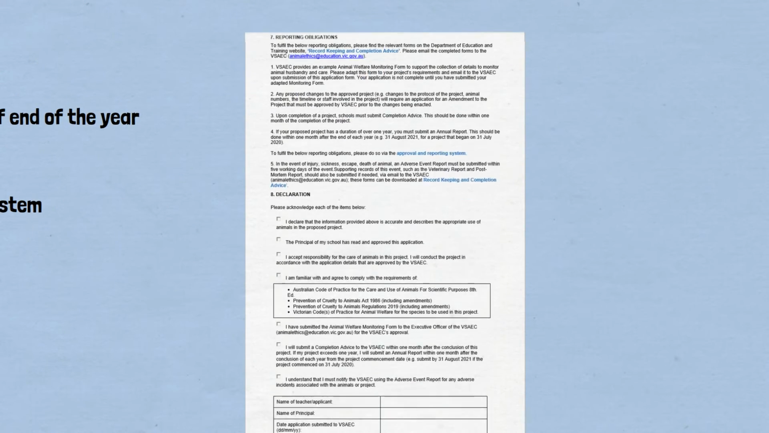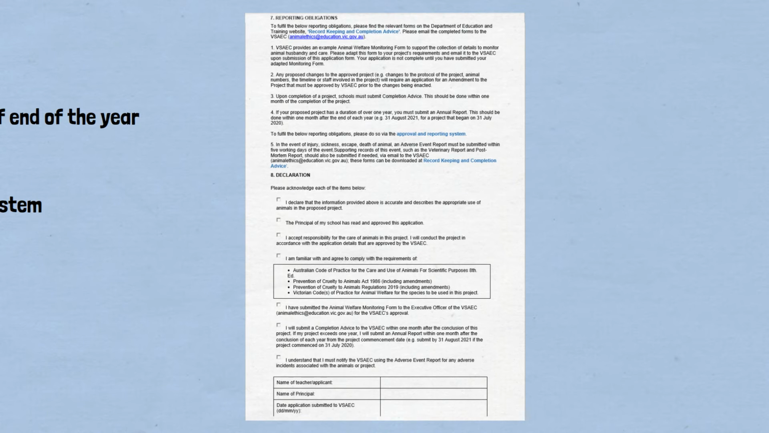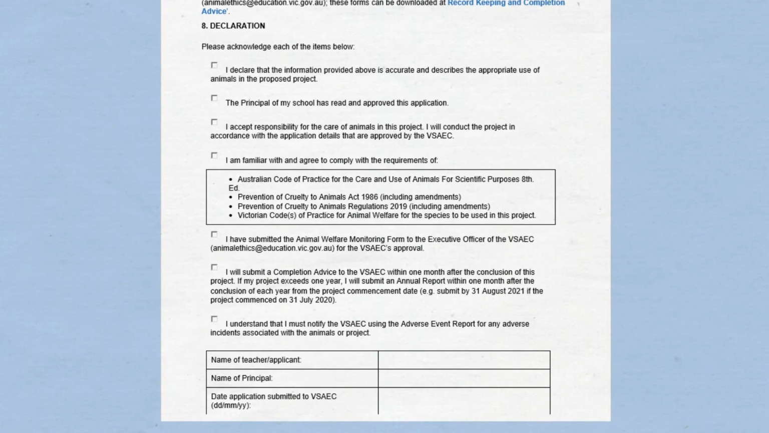Finally, in submitting your application, you must fill out Part 8, a declaration which requires you to acknowledge that you understand the responsibilities of animal care and the practices the VSAEC expects you to uphold. All boxes must be ticked for your application to be submitted, and the principal of the school must be aware of the proposed project and approve it.